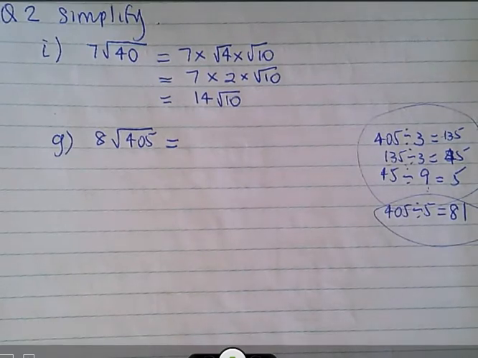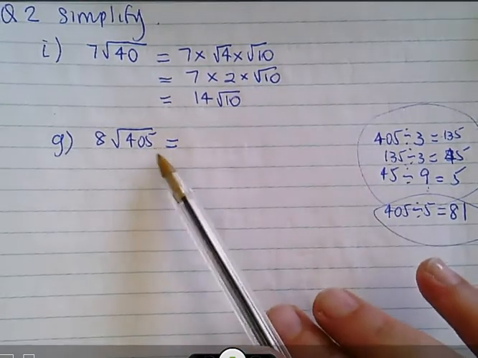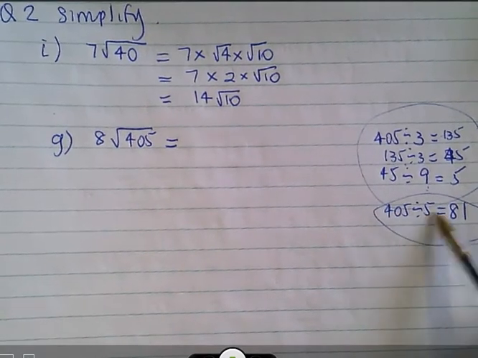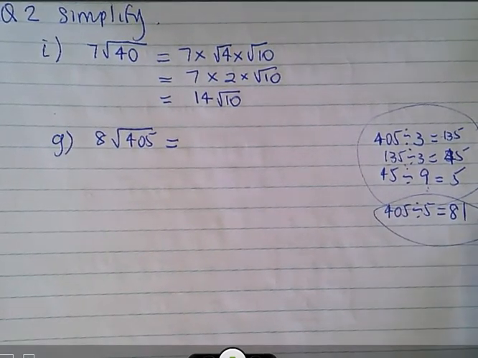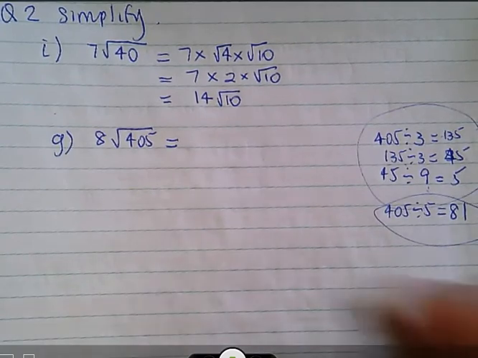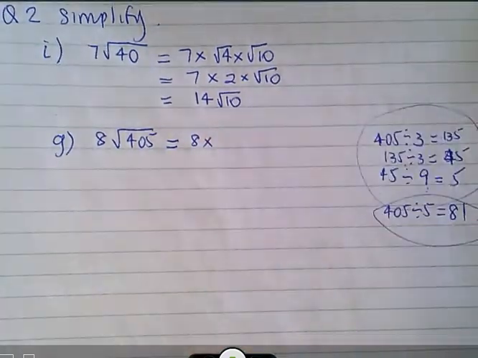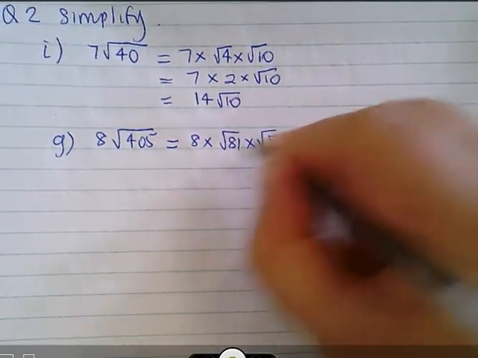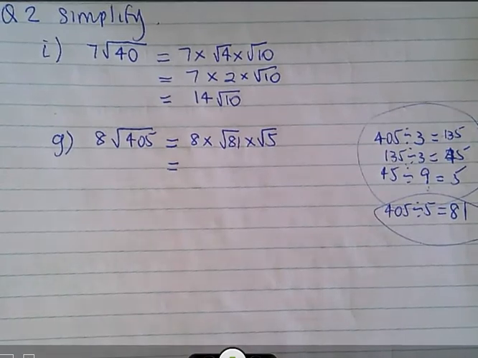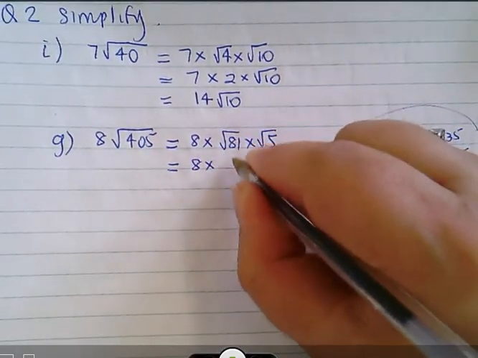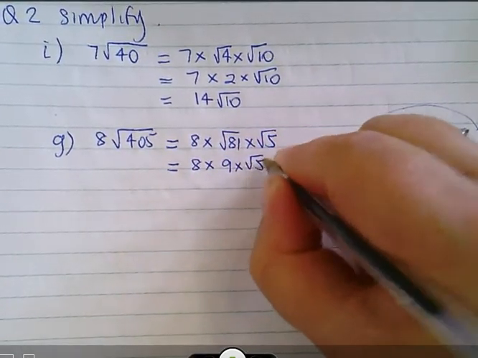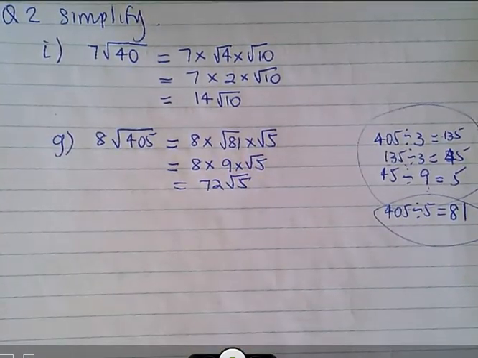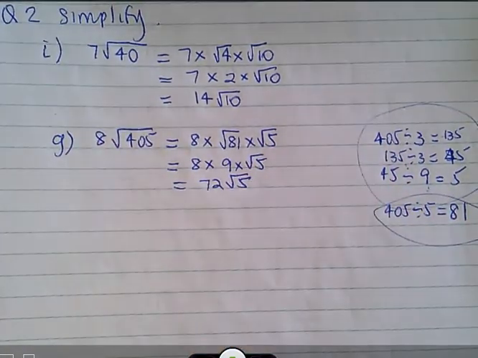I know 5 is not a square number, but that's okay. Any numbers ending in 5 or 0 are divisible by 5. Okay? So divide it by 5, just try that, pot luck, great. 81 is a square number, fantastic. So it's 8 times, don't forget the 8, 8 times the square root of 81 times the square root of 5. Okay, so it's 8 times square root of 81, which is 9, times root 5, which is 72 root 5. Okay, so that's simplifying when you've got your surd and a whole number in front.